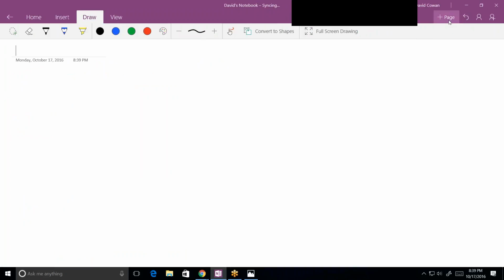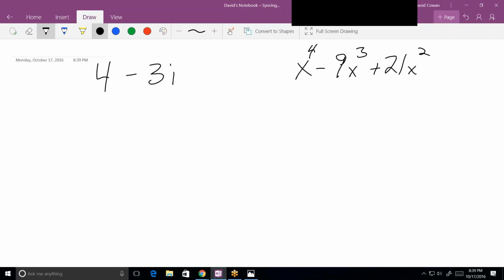Go ahead. So the problem is 4 minus 3i is a zero of the function x to the fourth minus 9x cubed plus 21x squared plus 71x minus 300. And it says find the remaining zeros, and I must use 4 minus 3i for the first step. Okay. What's another zero? If 4 minus 3i is one zero, what's another one?